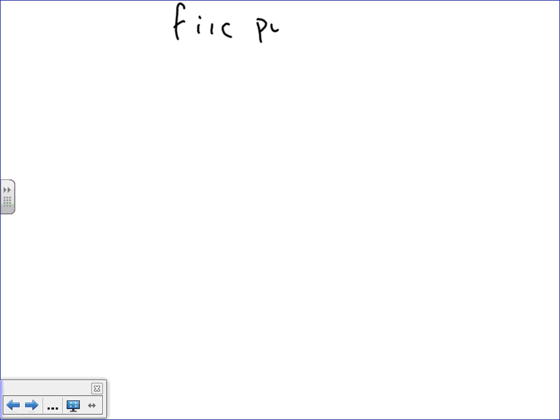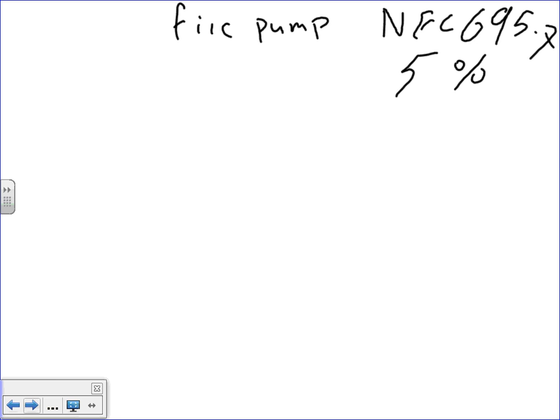Which article talks about fire pumps? 695.7, NEC 695.7. All right. If you go there, it tells you the acceptable voltage drop when these are running: 5%. No problem. Dip it.